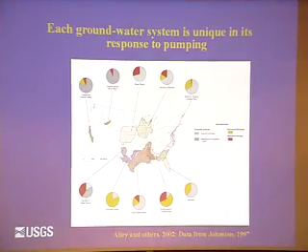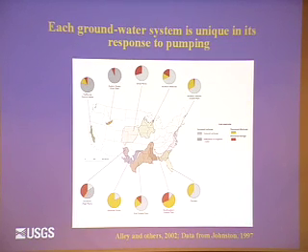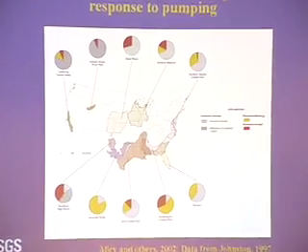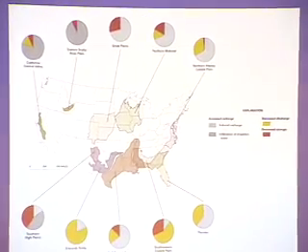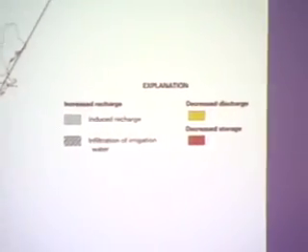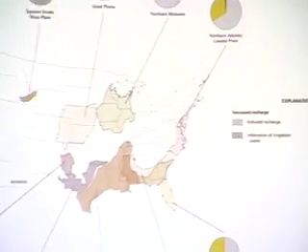I'm going to use a few examples here, but I want to just reinforce the idea that each groundwater system responds differently to pumping. And these are just simulations from our old RASA program around the country. Each one of these pies shows where the water came from overall that was pumped from the aquifer systems. And the red is decreased storage.